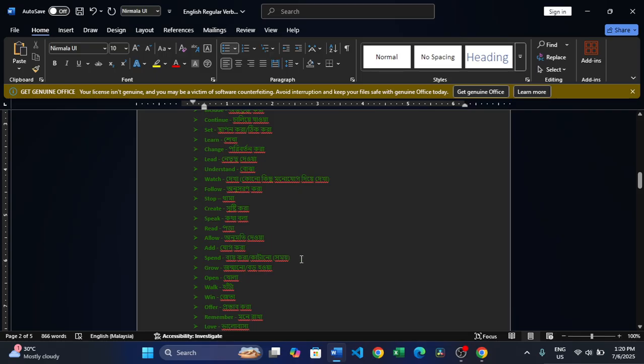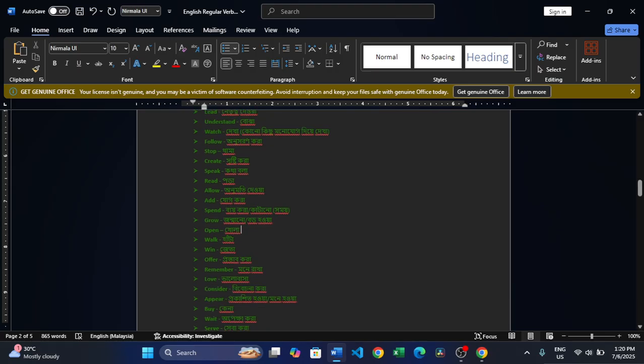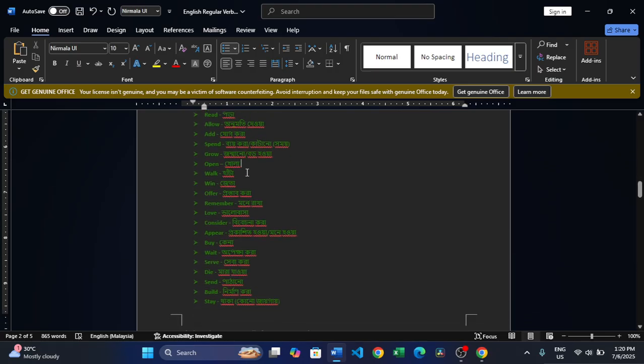Okay. I spent a lot of money for this tool. Grow. The crops grow better this year. Okay. We should open the door and walk slowly. You should walk slowly. Win. We win this time. We win the game. Offer. He offered me a chance.